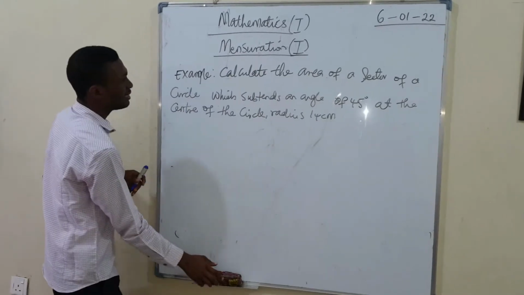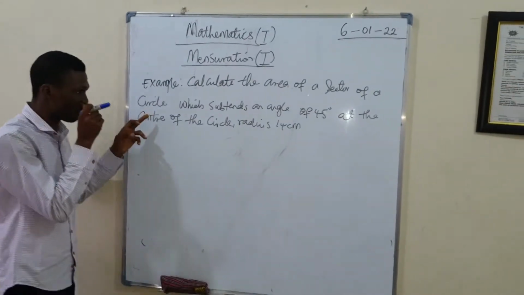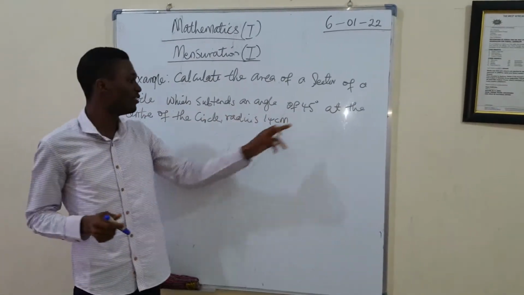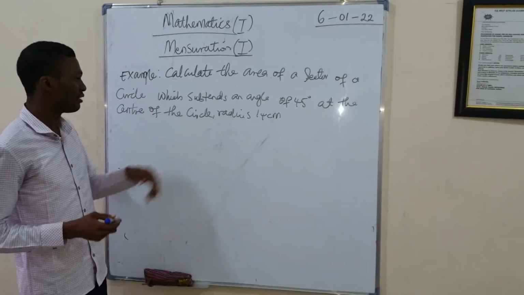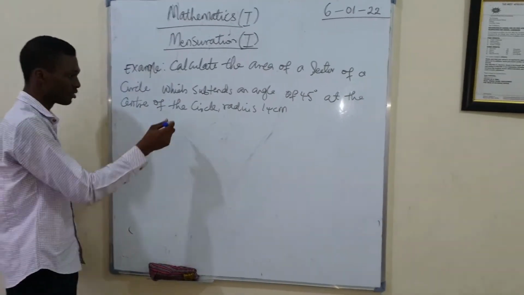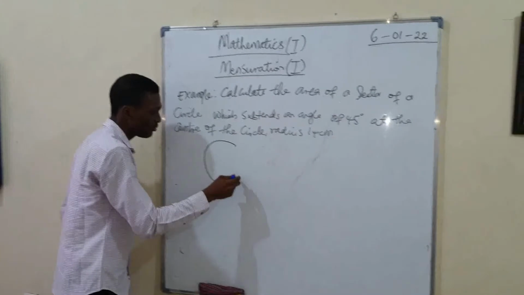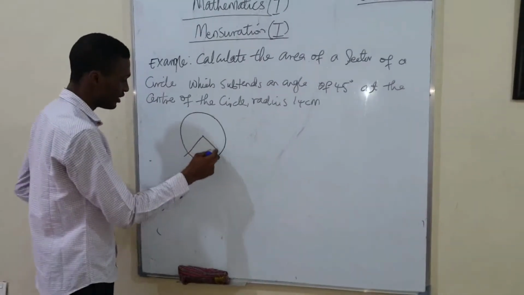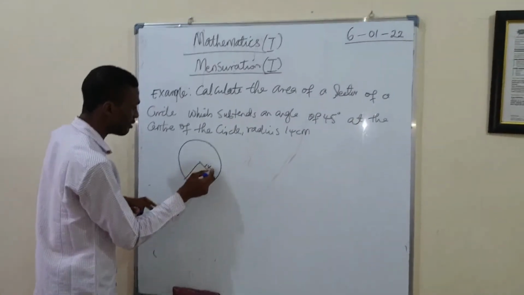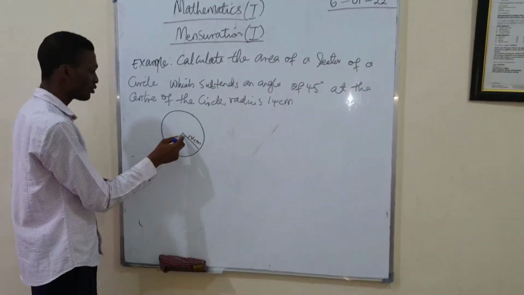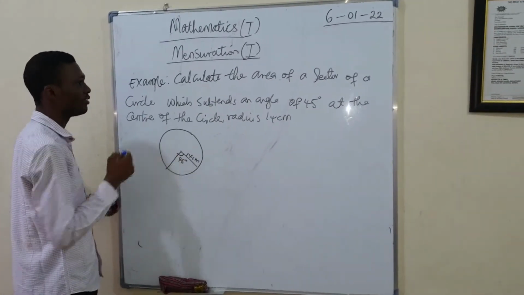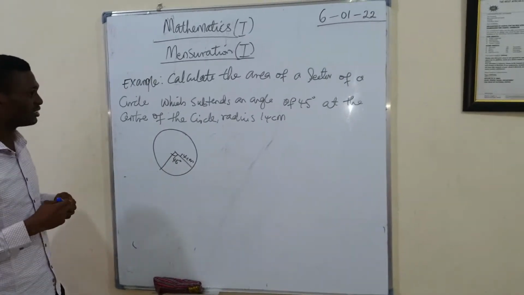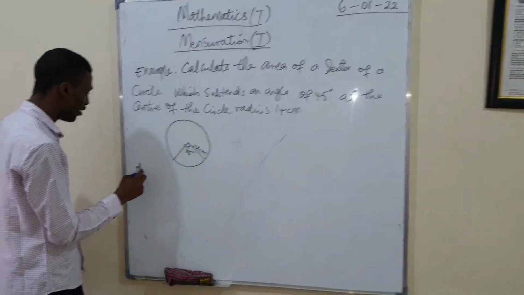You have to calculate the area of a sector of a circle which subtends an angle of 45 degrees at the center of the circle of radius 14 cm. Like I said, our circle has center O. The radius here is 14 cm, and the angle subtended at the center is 45 degrees. We have to calculate the area of the sector.